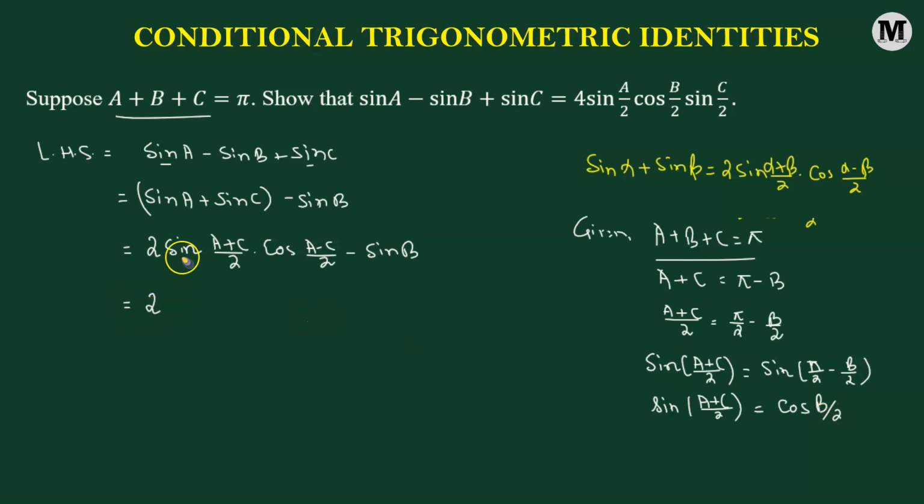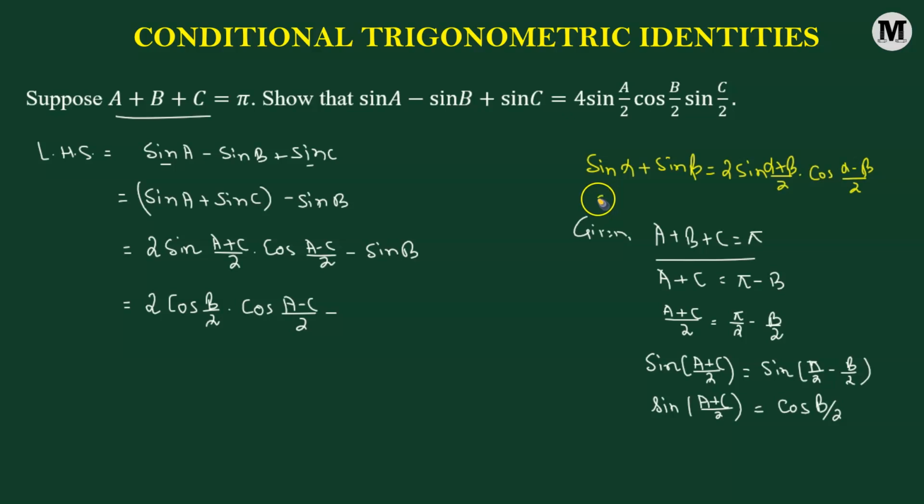We get 2 times, now in place of sine a plus c over 2, we'll get cosine of b over 2. Next, we have multiplied to it cosine of a minus c over 2, minus, now we have sine of b. So what we'll do, we're going to expand sine of b.